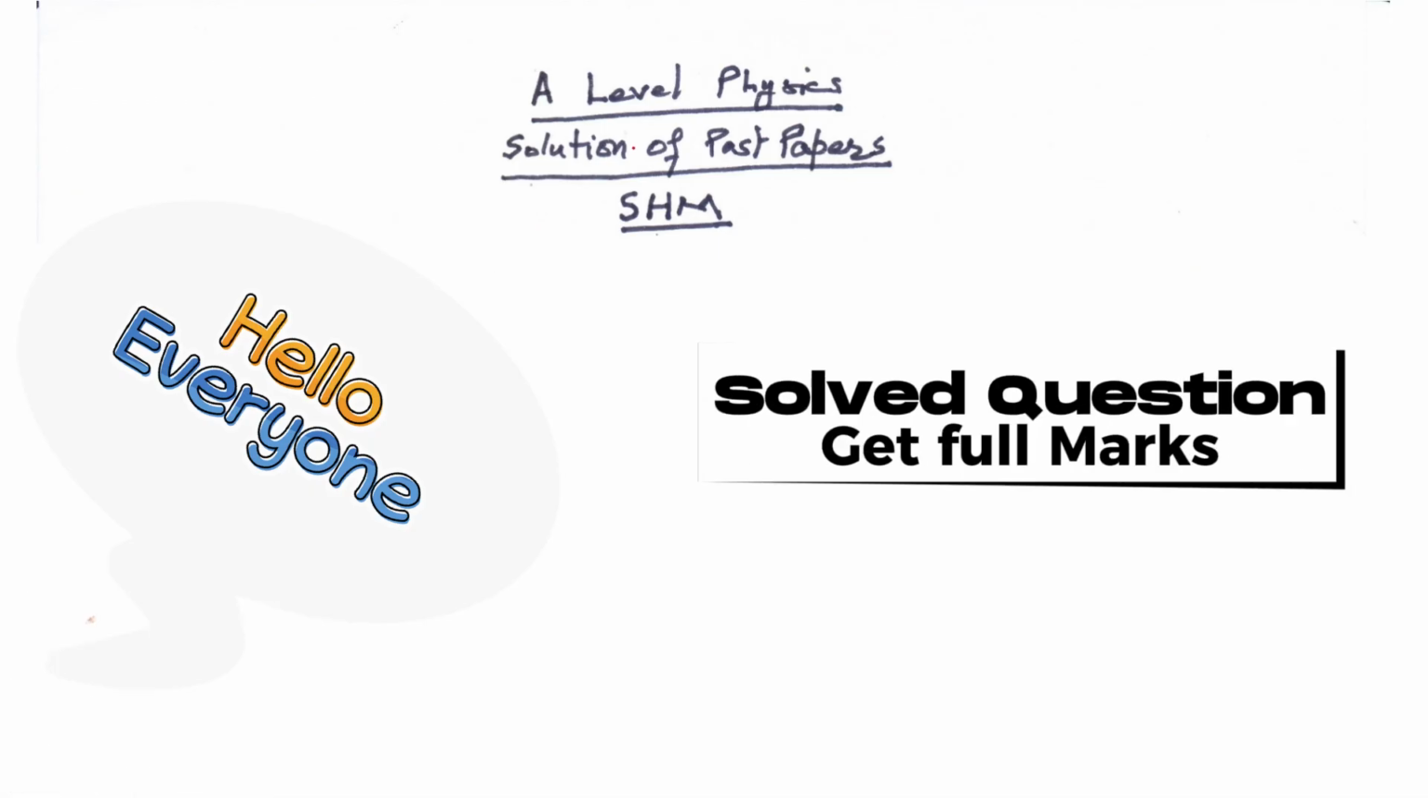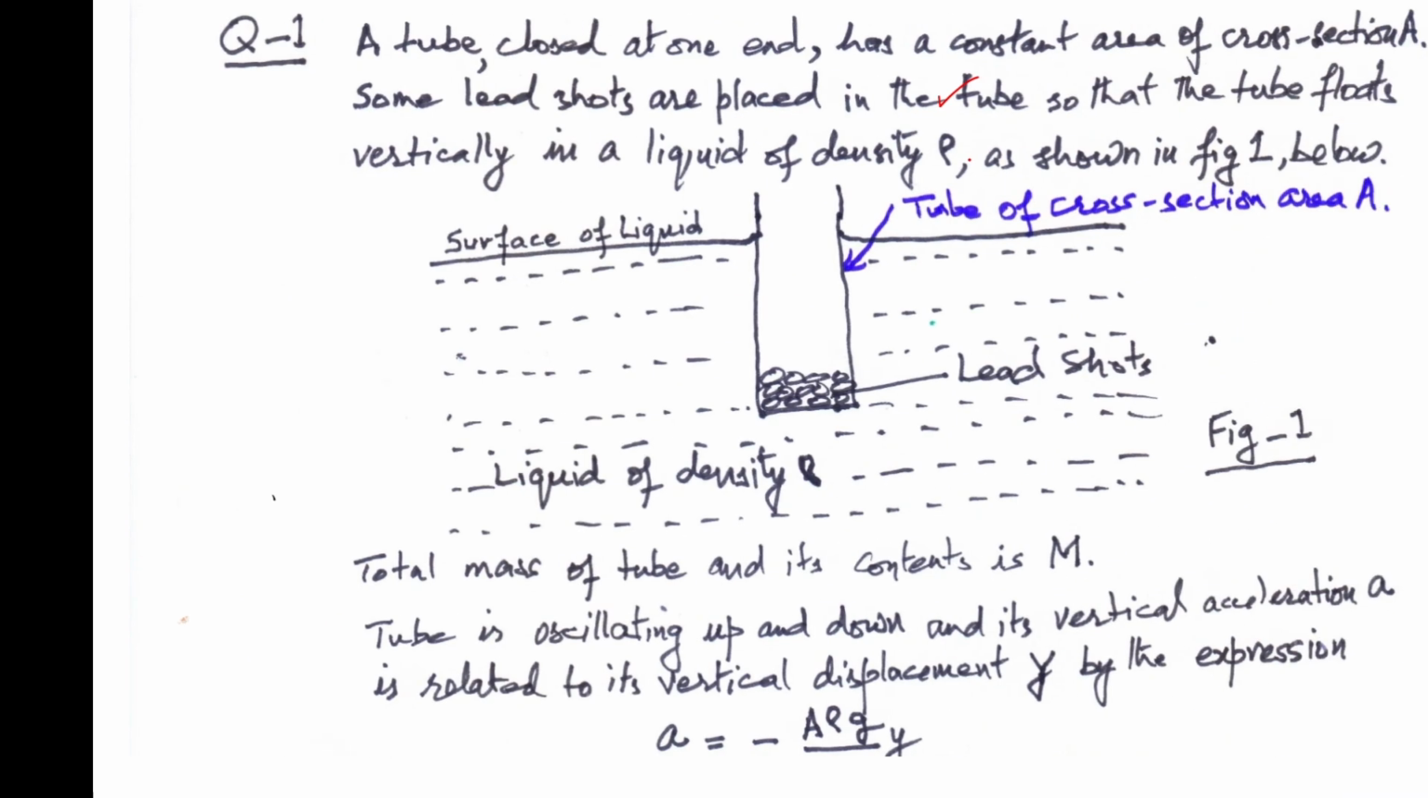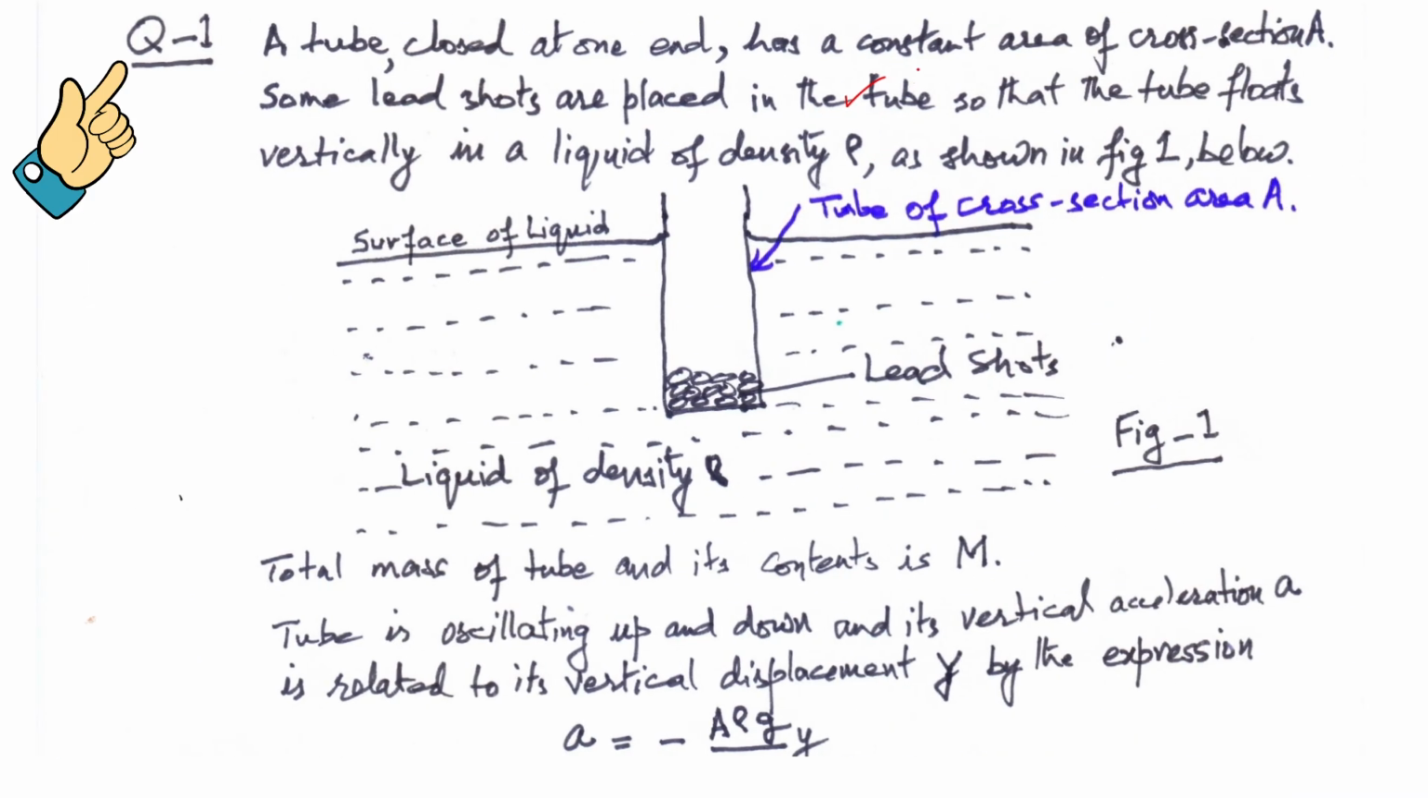Complete question of simple harmonic motion, which reads that a tube closed at one end has a constant area of cross-section capital A. Some lead shots are placed in the tube so that the tube floats vertically in a liquid of density ρ, as shown in figure 1 below.